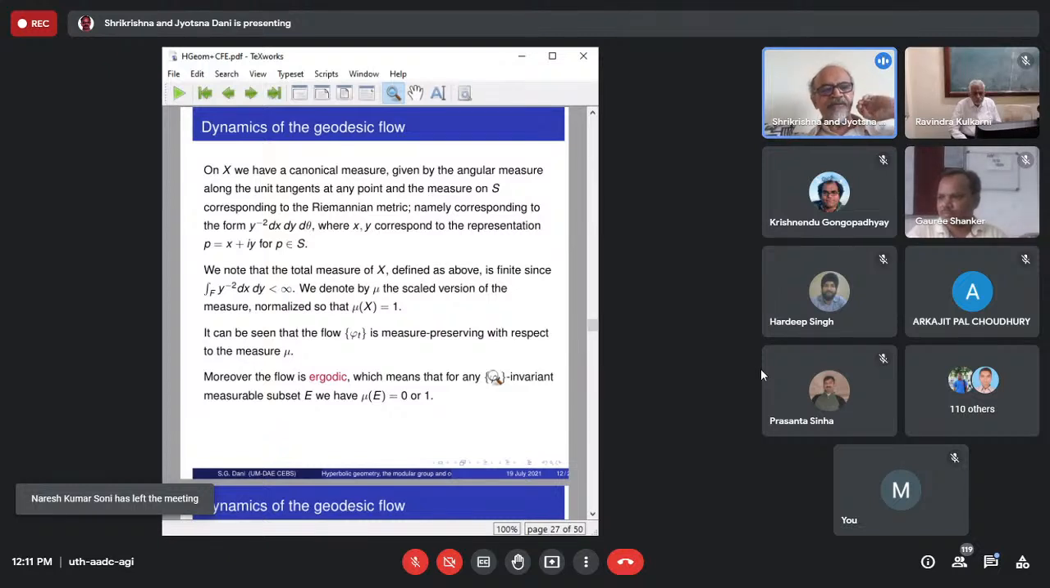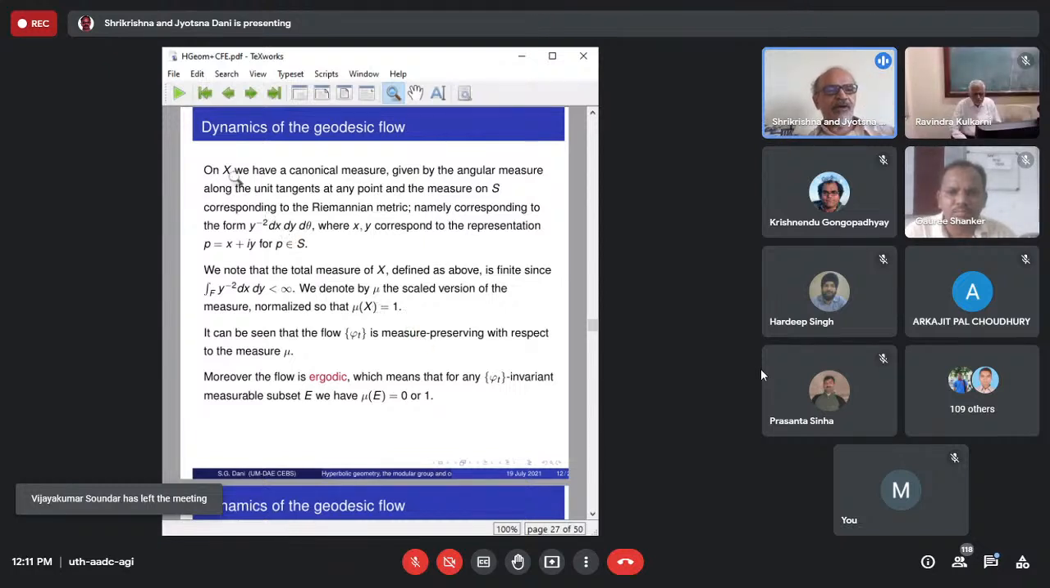It's saying that you cannot split the whole space X into two parts, X1 and X2, both of which are invariant under the action of phi t, and both have positive measure. This is not possible. Let's understand once again what it means.